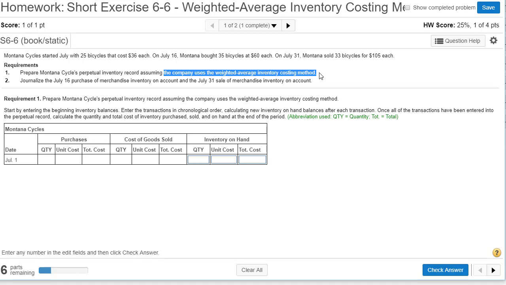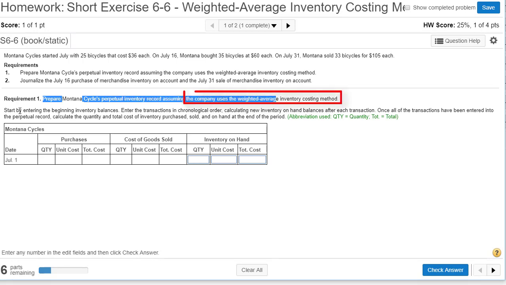Now remember, a company is just going to pick one of these inventory costing methods for the inventory costing. They're not going to jump around like we've been doing in these problems. These problems that we've been doing recently are just showing us how these different inventory costing methods work. So we're going to prepare Montana Cycle's perpetual inventory record, assuming they use a weighted average.